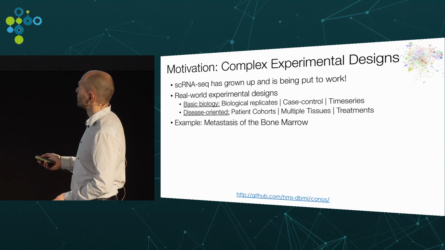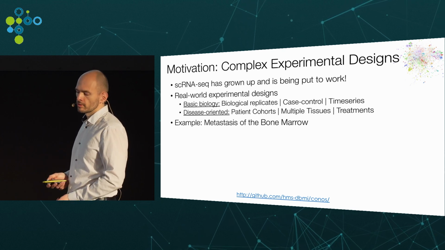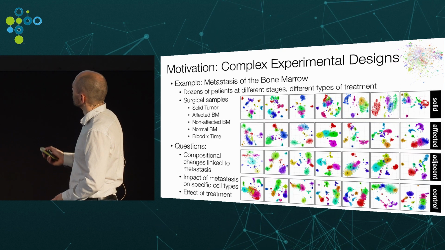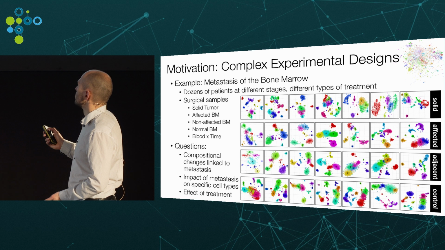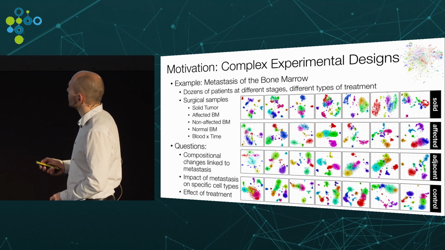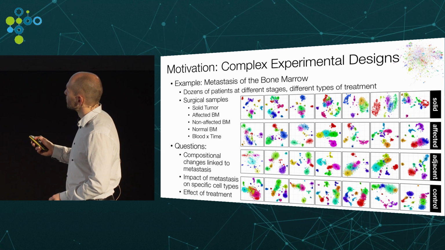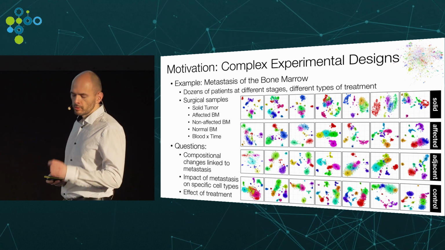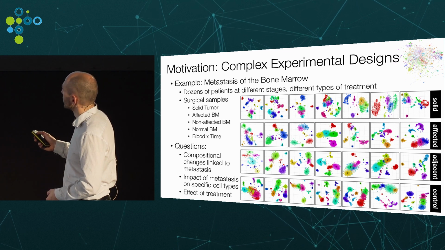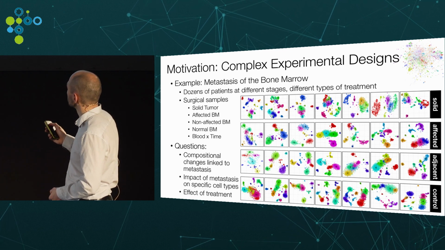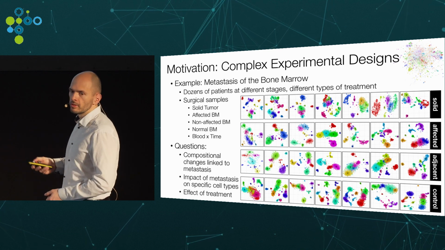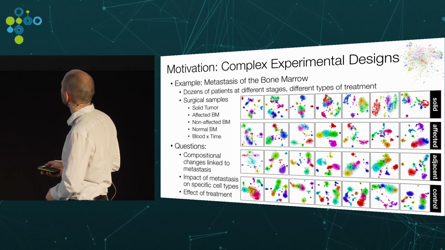So the example I'll start with is actually one of our studies. Here we're trying to study the impact of prostate origin metastasis on the bone marrow. Essentially, we're sampling at this point dozens of patients at different stages and various types of treatments. And there are different types of samples. For instance, we can get these surgical samples, which are essentially solid pieces of matter with plenty of tumor cells in them. Here I'm showing 7 patients and separate t-SNE plots, separate independent analysis for each one.